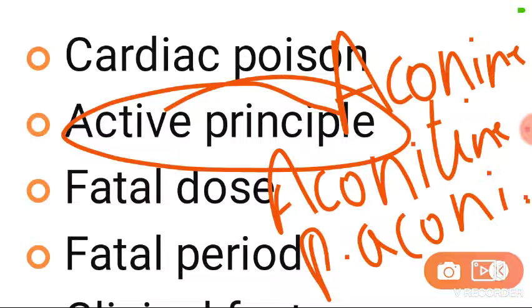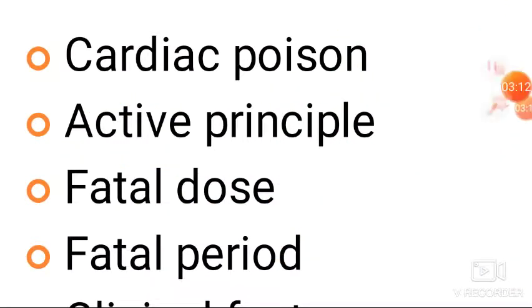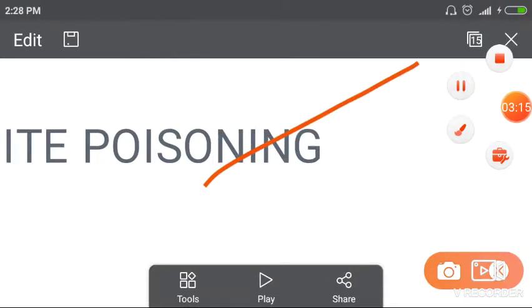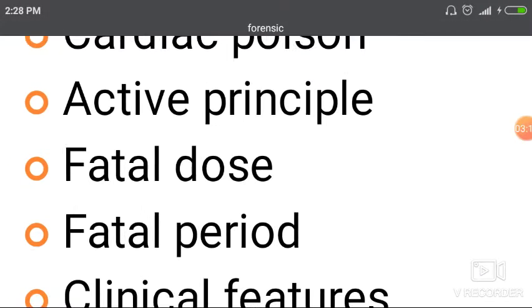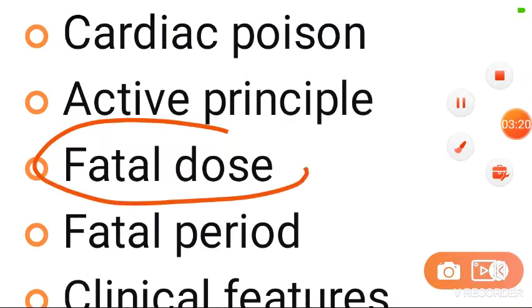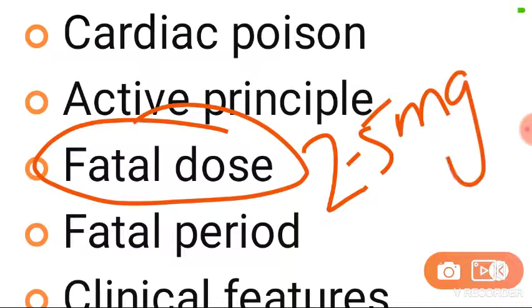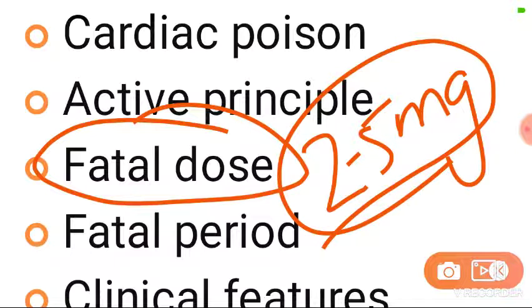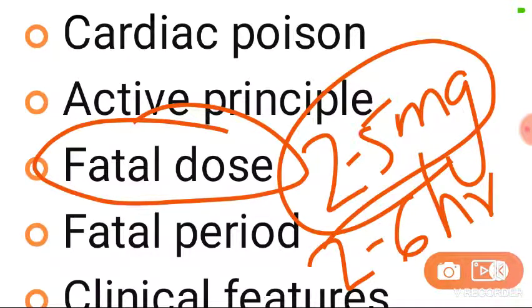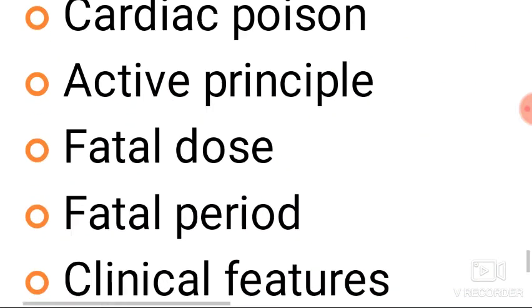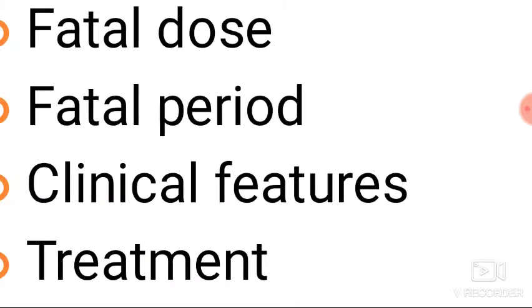The fatal dose is 1 gram of root. If 1 gram of root is taken, it is fatal, or 2 to 5 milligrams of aconitine. Wow. So we're looking at the fatal dose of aconite now. The aconite fatal dose is 2 to 5 milligrams, that is 1 gram of root. Just imagine, 1 gram of that root you eat, it is fatal, and it will kill within 2 to 6 hours. Wow. Fatal dose and fatal period over; it will kill within hours.